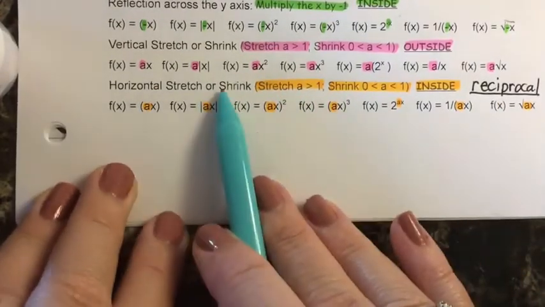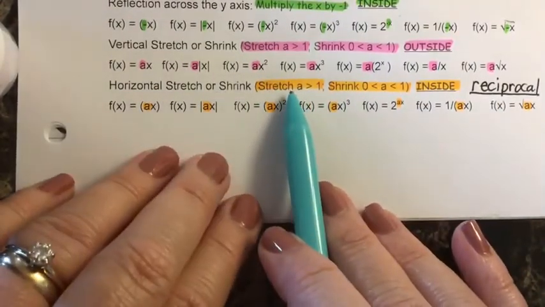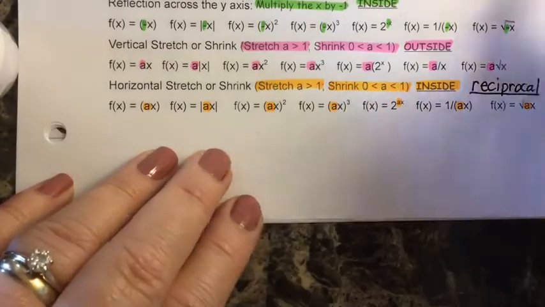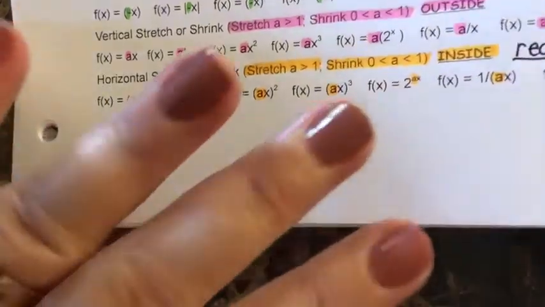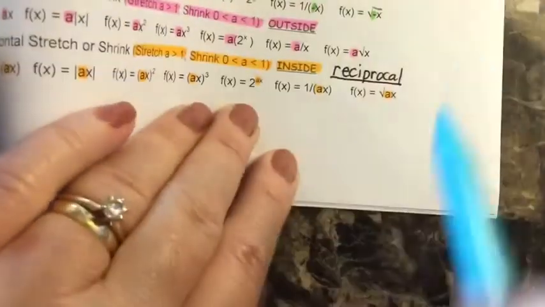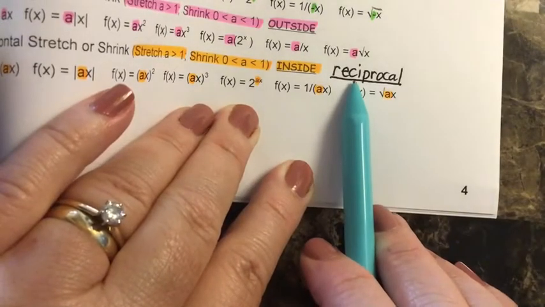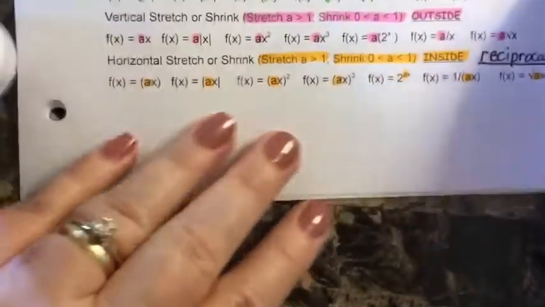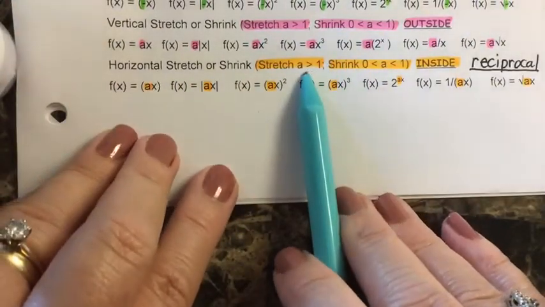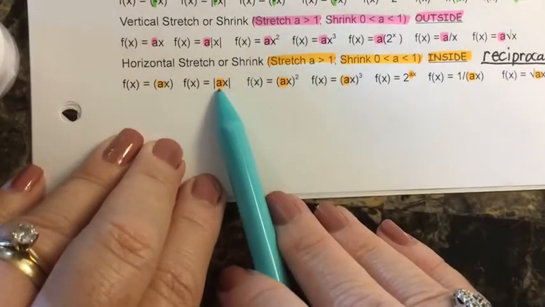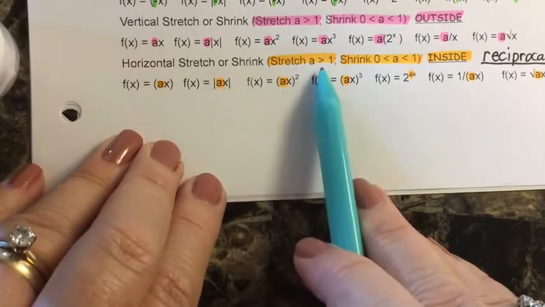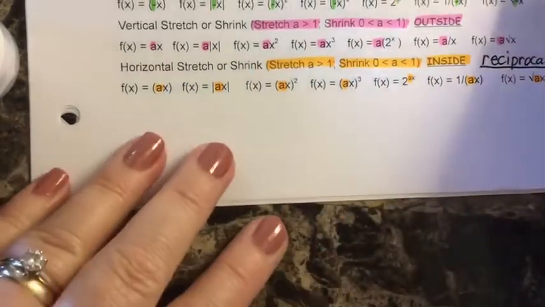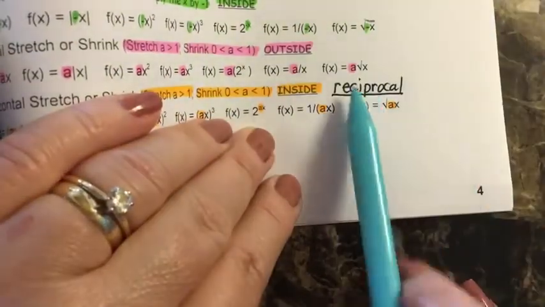And then a horizontal stretch or shrink is when a is greater than 1, or a is between 0 and 1, for stretch and shrink. It's on the inside. Horizontal is on the inside. And one big thing I forgot to type, so make sure to write it, is that you're going to do the reciprocal of the a value that you're given. So if it says to do a horizontal stretch of 5, then you would put 1/5 inside. So you're going to do the reciprocal. So again, horizontal stretch or shrink is inside, and whatever number you're given to do that with, you're going to do the reciprocal of it.